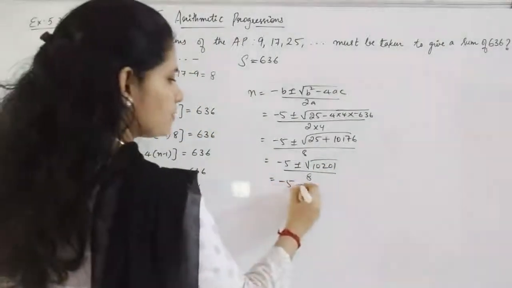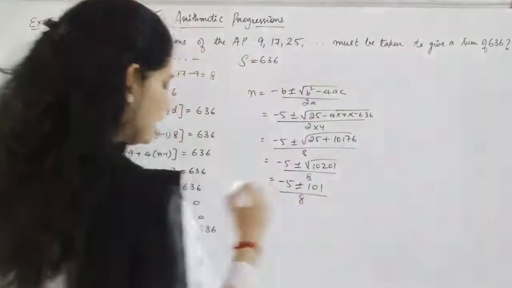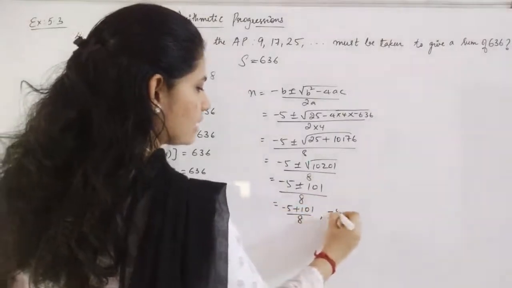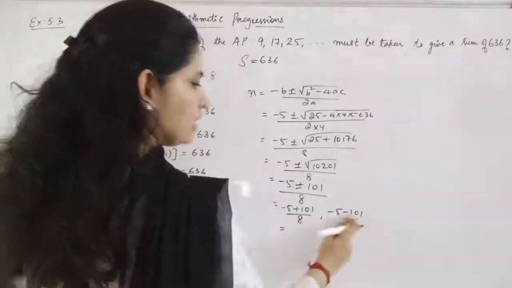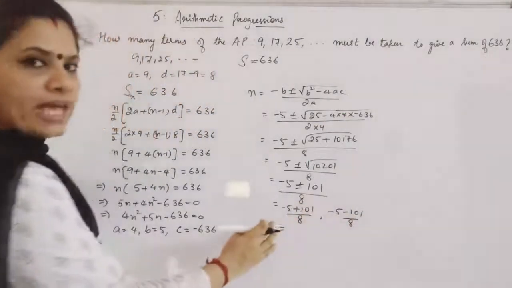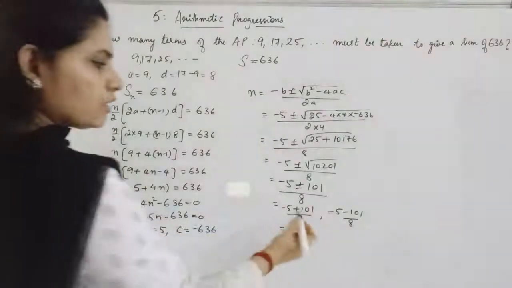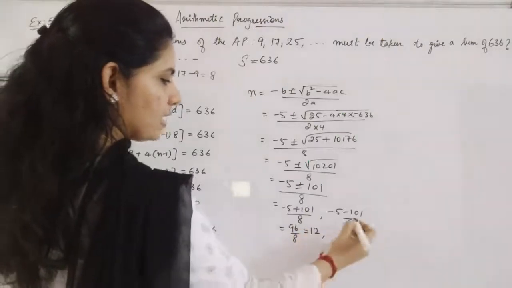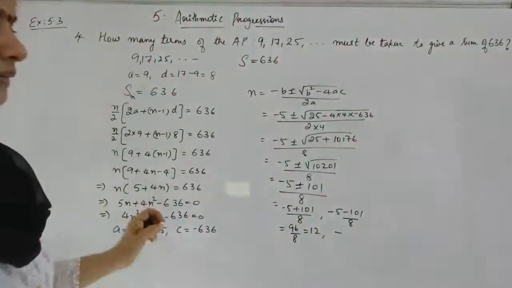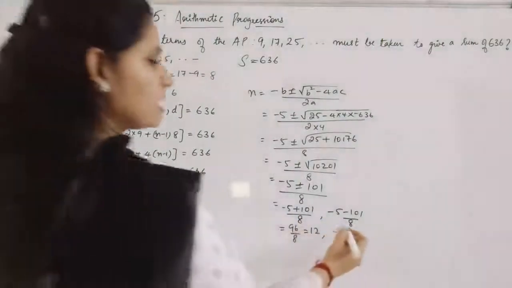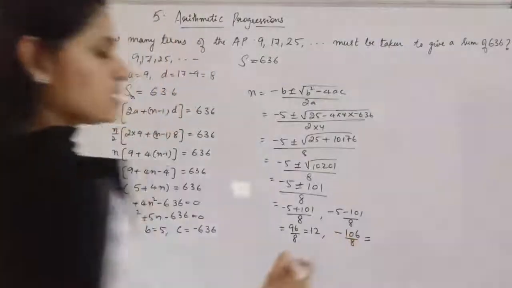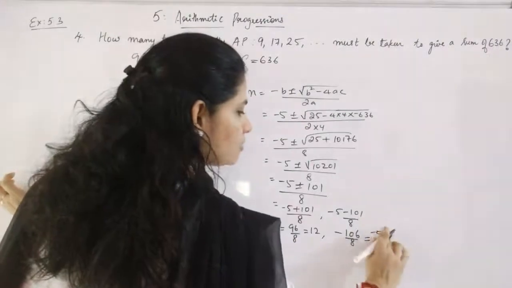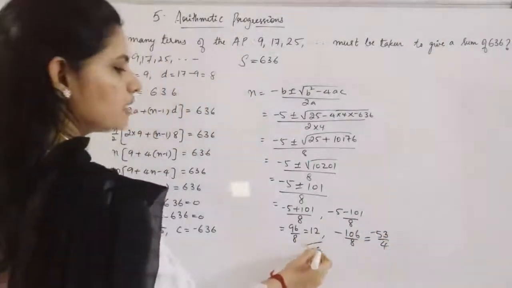Okay, so you get minus 5 plus or minus 101 divided by 8. Now you have two values, which is minus 5 plus 101 by 8 or minus 5 minus 101 by 8. The second will give you a negative number, so the first will be your answer, because you will get a positive value there. Here you will get 101 minus 5, which is 96 by 8, and 96 by 8 is 12. Here you are getting only a fraction, minus 106 by 8, which after reduction is minus 53 by 4. We cannot use that value.